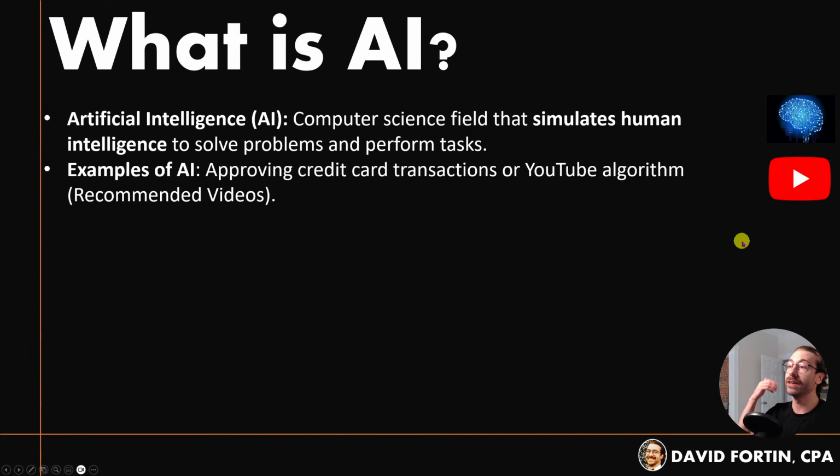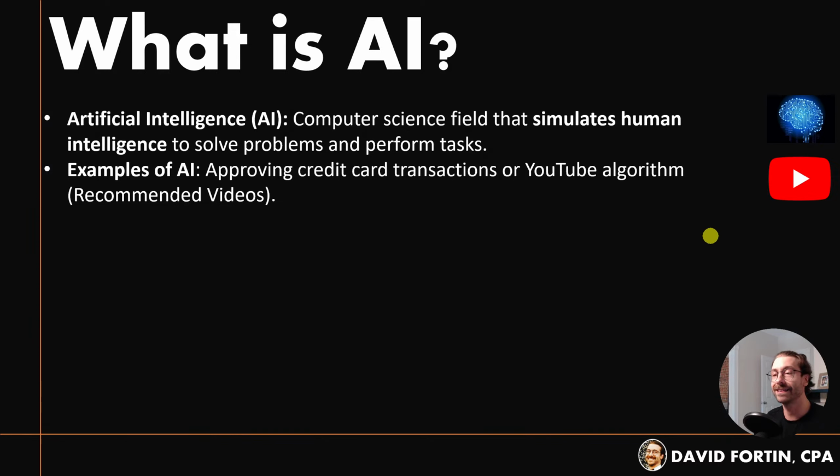Think about getting your credit card transactions approved. This is a form of AI. Think about your YouTube video recommendations, your Spotify recommendations, your Netflix 'you might want to watch this' recommendations. It's all a form of AI. You know this algorithm, so this is nothing new.